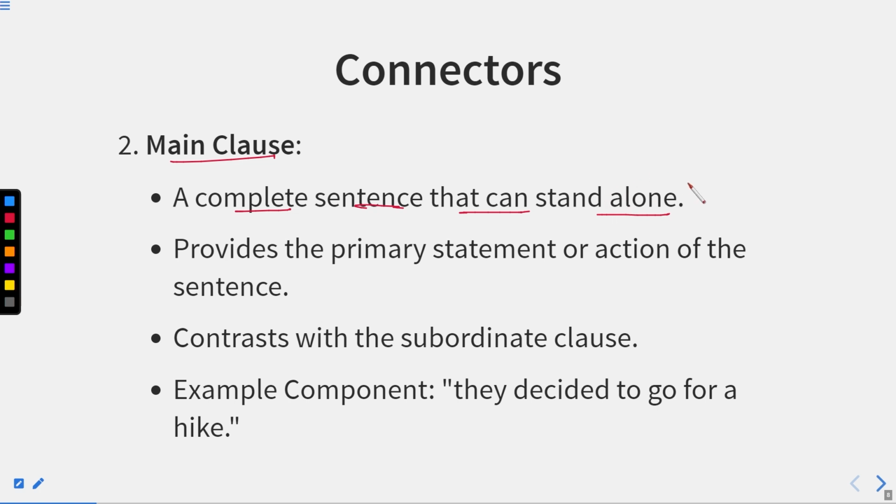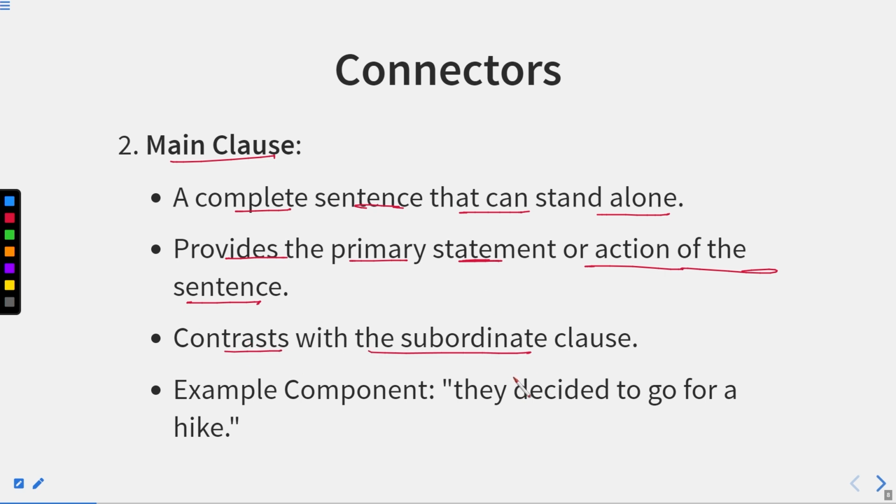It means if I write only the main clause, the sentence is complete in itself. For example, if I say the match went on, the sentence is complete. It does not need any prior information. It provides the primary statement or action of the sentence. Primary statement means the key statement which is depicting something main. Contrast with the subordinate clause.